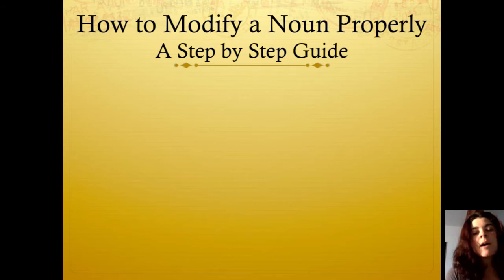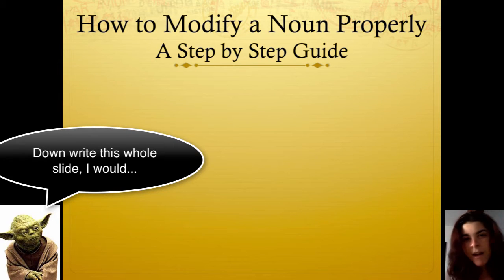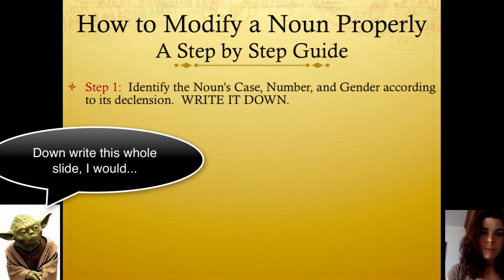So now let's talk about how to modify a noun properly now that we have these two adjective types, because they operate the same way. Nothing's changing with how they operate. The only difference is one's going to use one set of endings, the other's going to use a different set of endings. And when you combine that with a noun, sometimes it can get a little tricky. So this is a step-by-step guide to help you always have success with modifying nouns and picking adjectives.